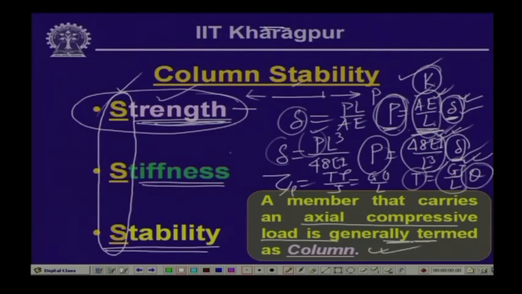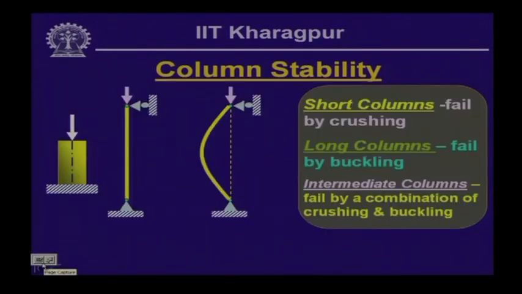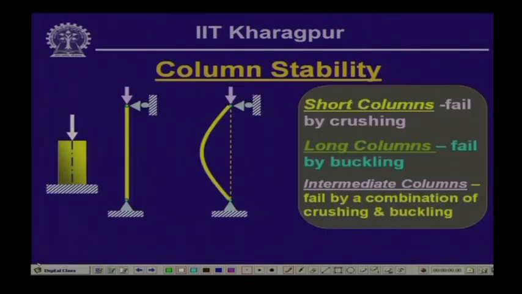Now, let us look into what we mean by the stability of columns. Columns we can categorize into three groups. One we call short columns, where the axial load is applied to a member in such a way that everywhere we get the stress, as you have seen, sigma equals P divided by A, the normal stress, and this member, if we keep on applying this load P, will fail by crushing or yielding of the material when the stress goes beyond the permissible value of the material. Another category we call a long column, where the member fails by buckling.